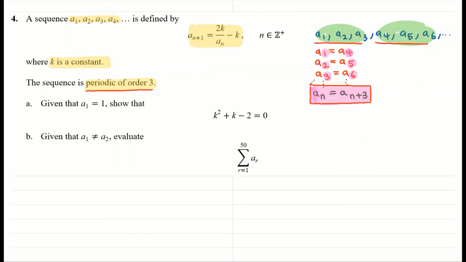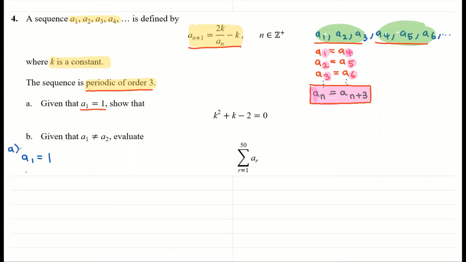Okay, so let's go back to our recurrence relation. We haven't been given a starting point yet, but in part A we get that. And then we have a show-that question. So we have to show that we get this quadratic in terms of k. Let's start by writing down some of the terms of this sequence. So I'll start down here. We know that A1 is equal to just 1. Sorry, this is part A.